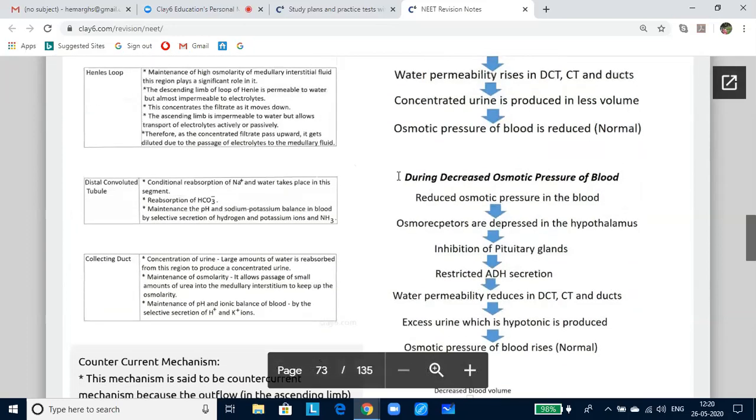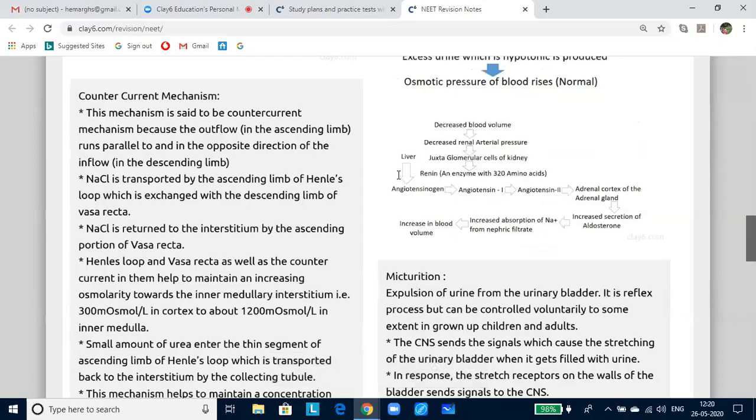Before that, let me talk about the countercurrent mechanism. Countercurrent mechanism is so called because the outflow runs parallel to and in the opposite direction of the inflow. That is, there is an ascending limb and a descending limb. The flow will be in the opposite direction, and that is why we have this countercurrent mechanism.